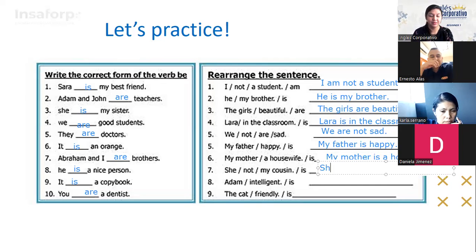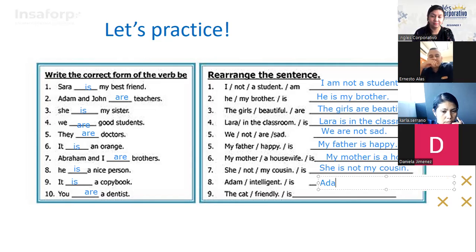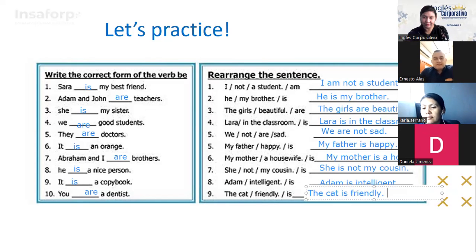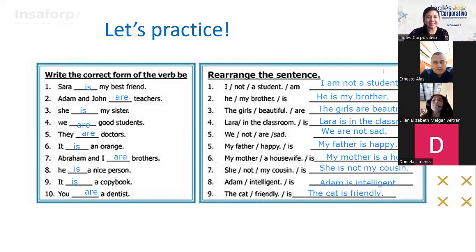My father is happy. My mother is a housewife. She's not my cousin. Adam is intelligent. And the last one? The cat is friendly. Okay. Very nice. You see, it's very easy.